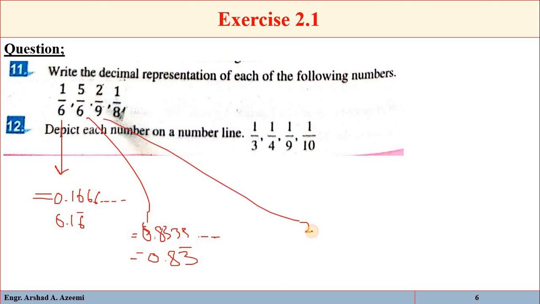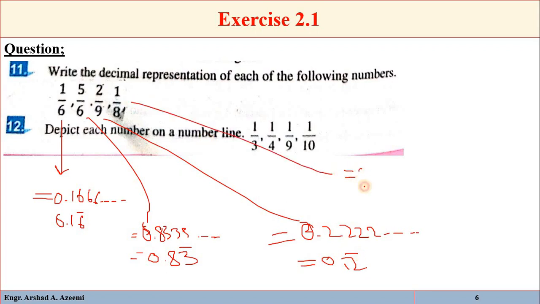2 by 9 is equal to 0.222 and so on, or you can write it as 0.2 bar. 1 by 8 will be equal to 0.125, that is a terminating number. So these are the decimal representations of the given numbers.